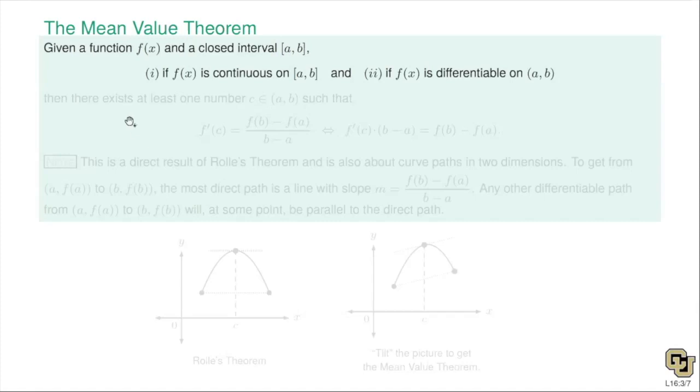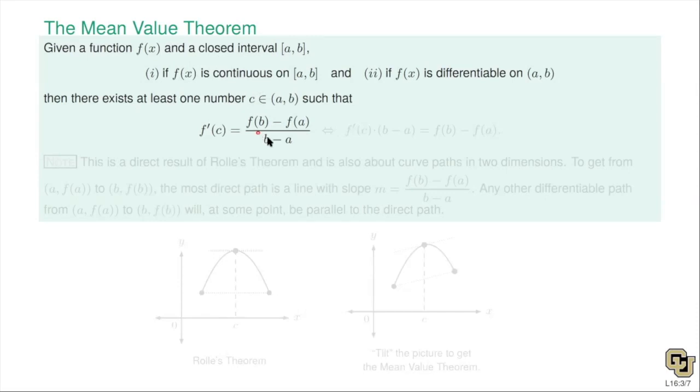And so here's the conclusion. Then there exists at least one number in the interval, call it c, such that f prime of c equals f of b minus f of a over b minus a. So I'll discuss what this means in a second. I just want to mention the other form of the mean value theorem.